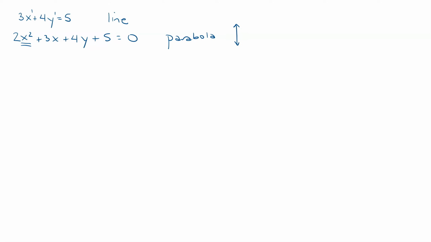If that had been a y squared, we would still have a parabola, but it would be oriented side to side. So if we have x squared or y squared as our highest power, we know we're dealing with a parabola. But what if we have both?